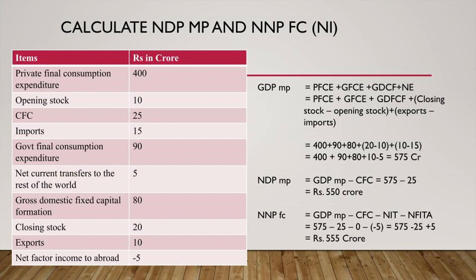To compute GDP-MP, first add private final consumption expenditure, government final consumption expenditure, gross domestic fixed capital formation, plus closing stock minus opening stock, plus exports minus imports. The GDP-MP is 575 crores. But the question requires you to find NDP-MP. So the task lies in converting GDP-MP into NDP-MP. NDP-MP is equal to GDP-MP minus depreciation. All other aggregates remain the same, only gross needs to be converted into net. So it is 575 crores minus 25 and the value is rupees 550 crores. NDP-MP is rupees 550 crores.